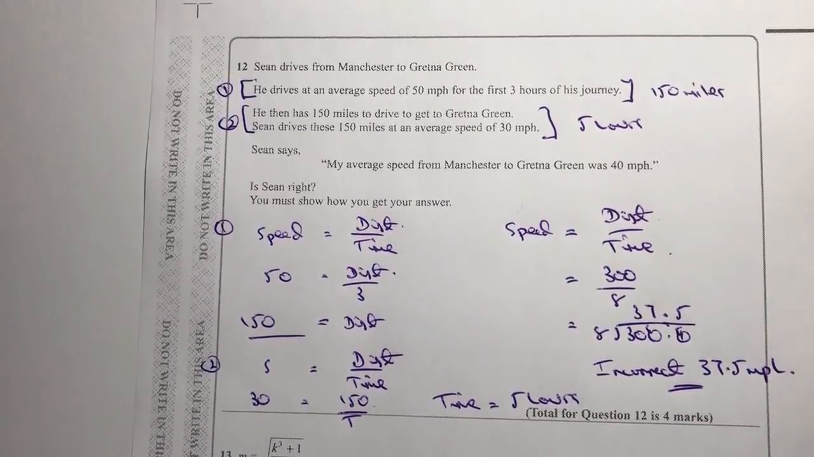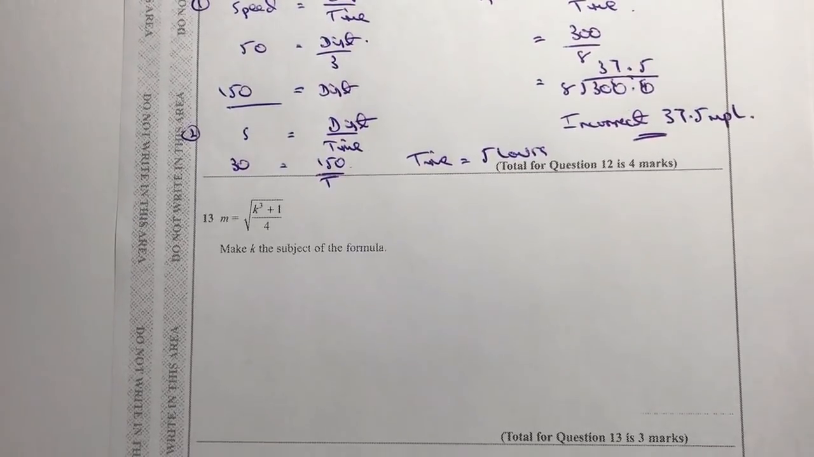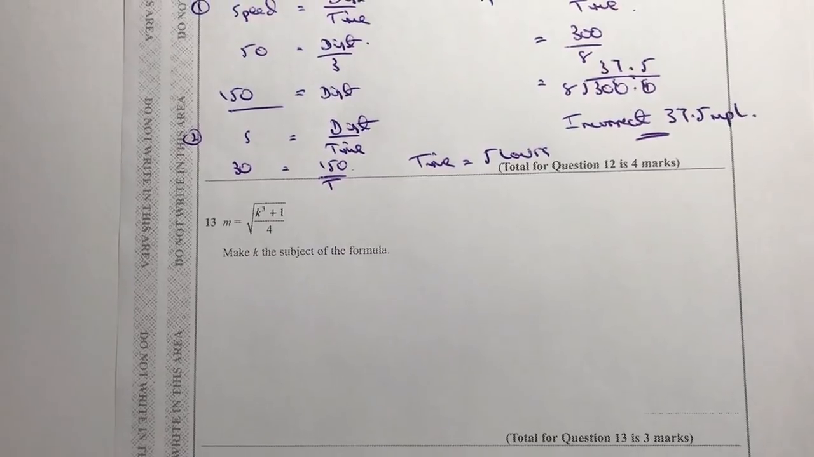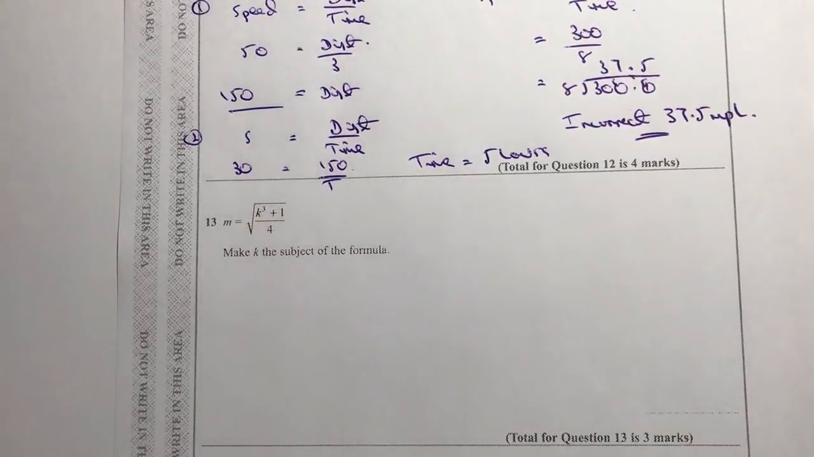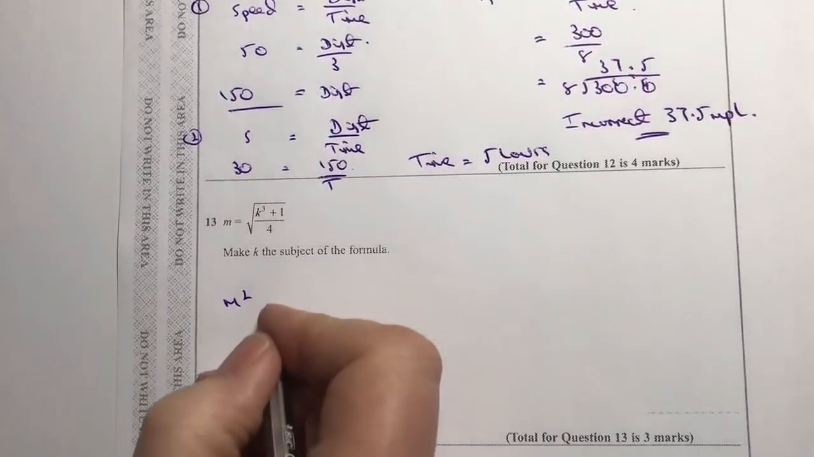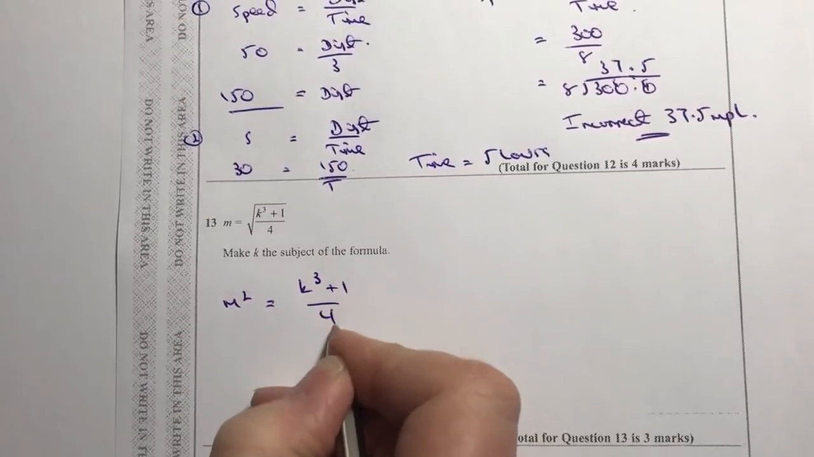Let's move on then to question number 13. Question number 13 is all about rearranging a formula to make k the subject. One of the biggest problems with these sorts of things is you've got this awful square root here. So I need to get rid of that square root, so what I'm going to do is square both sides. If I do that, I get m squared on the left-hand side. On the right-hand side, I've got k cubed plus 1 over 4.